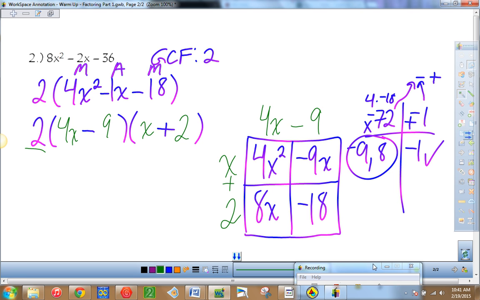So you just leave the 2 hanging out? Yes, it's actually one of the factors of this problem. I put parentheses around it, so that it won't get lonely or cold.